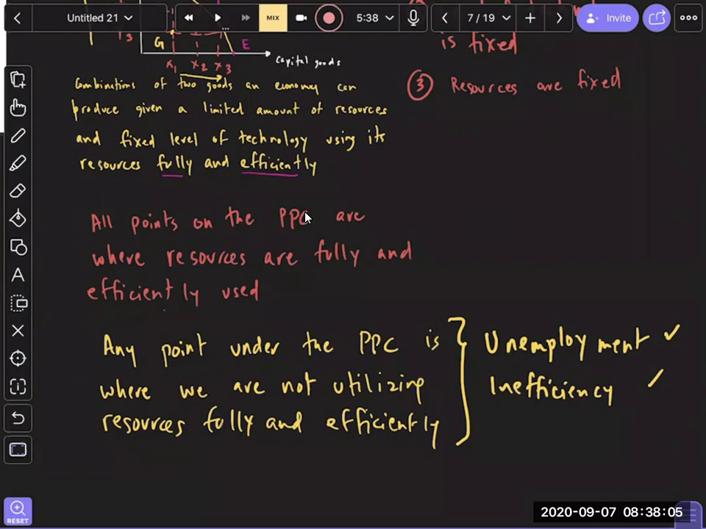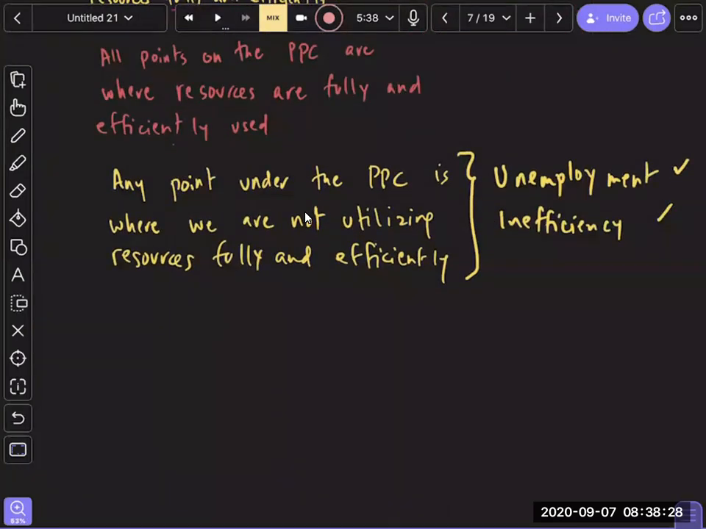Say in real life, isn't that too much to strive for, to use all your resources fully and efficiently? And my answer is yes, it's too much of a goal, too much pressure. But we should strive to achieve the maximum possible. And if we do so, then we will be on the curve. Did I answer your question? Yes, sir, you did.